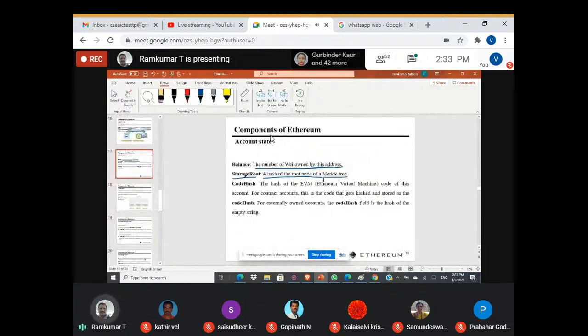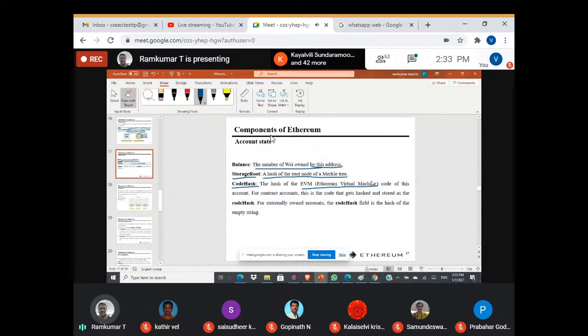So that is what we call a storage root. Totally, you get one hash value in that place. That's what we call the storage root. And the next one is the code hash, which means that the code also will be converted into a hash value, which is maintained by the EVM. So if I'm converting my contract, then it is maintained like that.